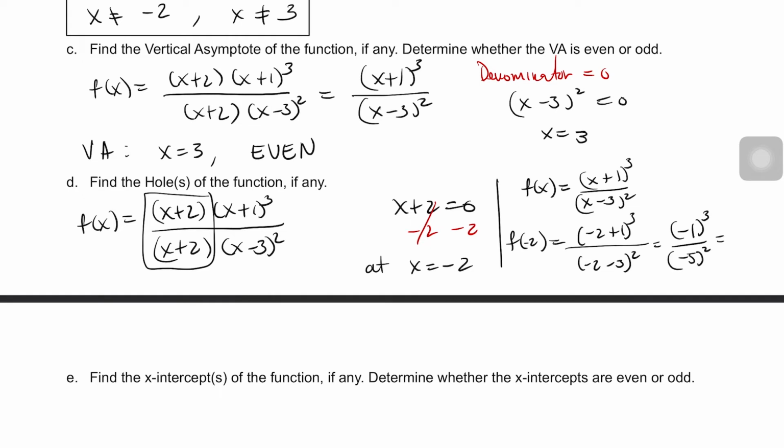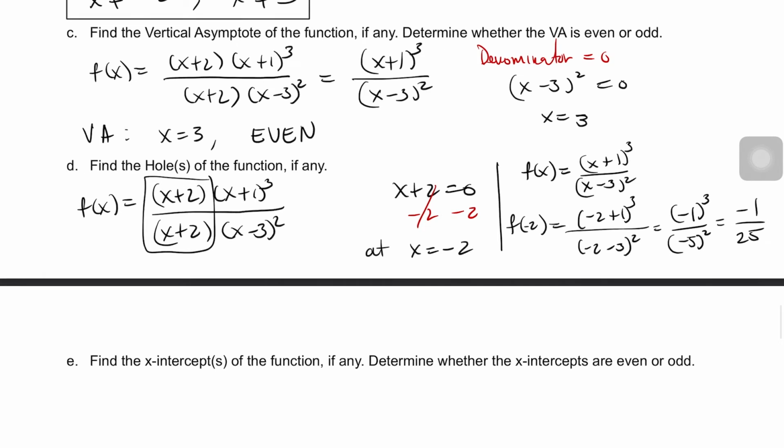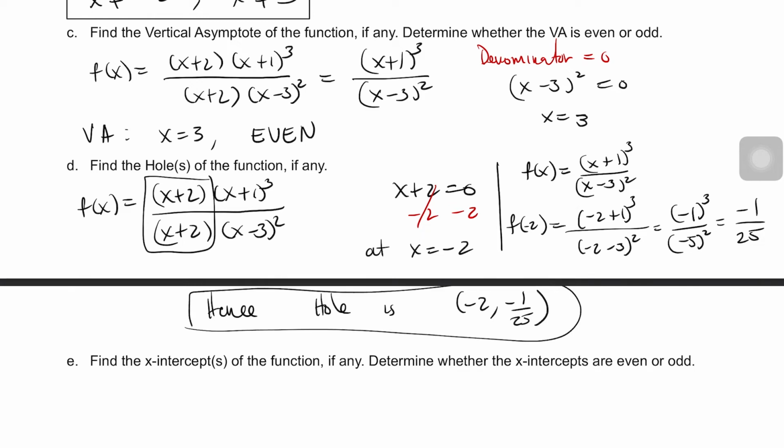Negative 2 plus 1 is negative 1 to the third, and negative 2 minus 3 is negative 5 to the second. That gives us negative 1 over positive 25. Negative 1 to the third power is negative 1 times negative 1 times negative 1, and negative 5 squared is negative 5 times negative 5, which is 25. Hence, the hole is at negative 2, negative 1 over 25.